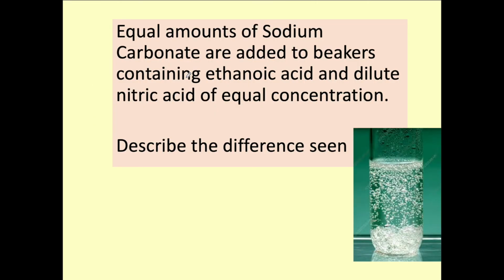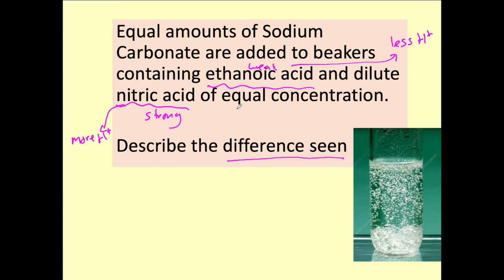So in that reaction what you should have seen was that there was some fizzing which was able to tell us how quickly that reaction was happening. And so if we have equal amounts of sodium carbonate added to beakers containing our weak acid and our strong acid, then we're looking for the difference seen. So with our weak acid, we've got less H+, whereas our nitric acid, we've got more H+.